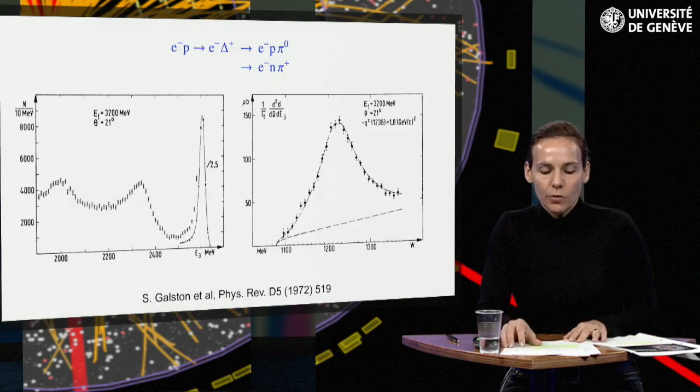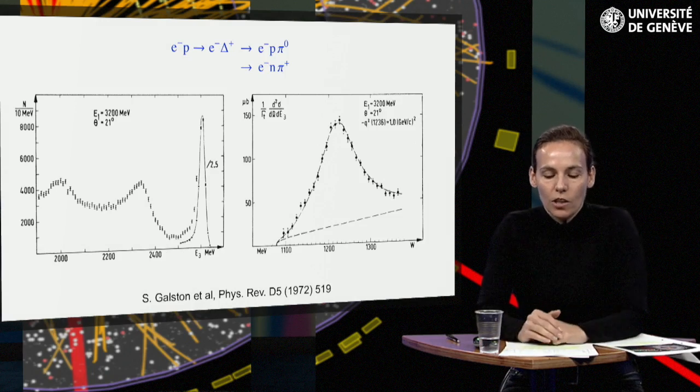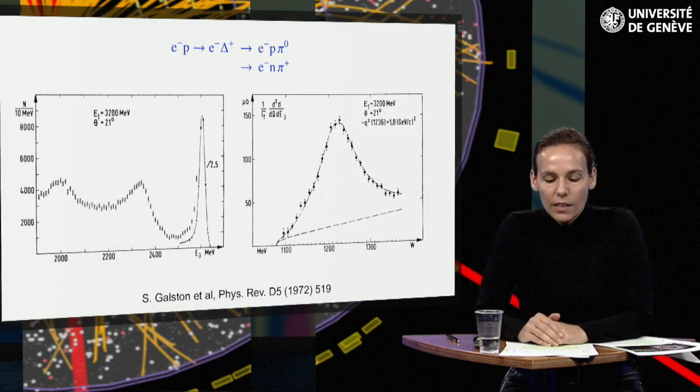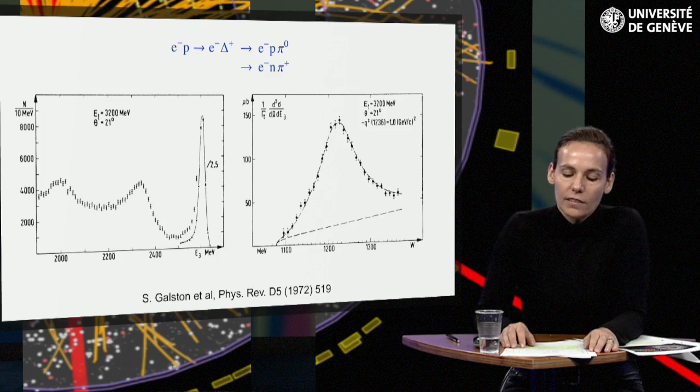At moderate Q2, inelastic processes produce excited states of the nucleon, also called resonances, such as delta plus, which have the same quantum numbers as the proton. These resonances have an extremely short lifetime and therefore a broad mass distribution.